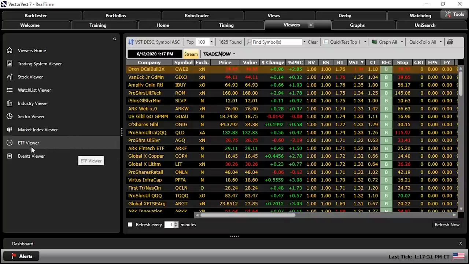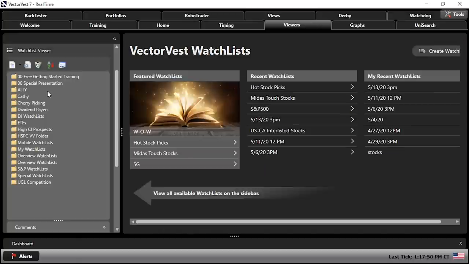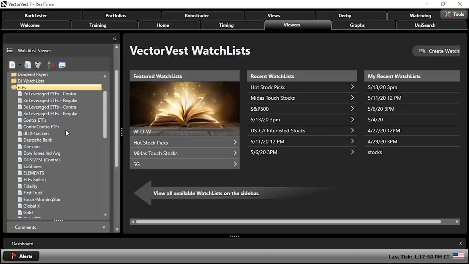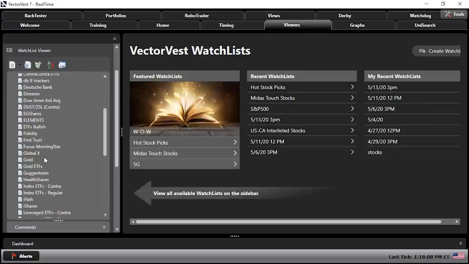So the thing about this though, in an ETF viewer, both bullish and bearish ETFs are tracked. So in a bearish market, or when the market starts to pull back, you want to concentrate specifically on contra ETFs. Let me show you how easy it is to do that. Let's now go to the watch list viewer, and from the watch list viewer, you will see a yellow group folder called ETFs. You'll click in it, and we've done all the work for you to make things easier for you. We've segmented ETFs in a way that makes it so easy for you to understand what you're looking at.